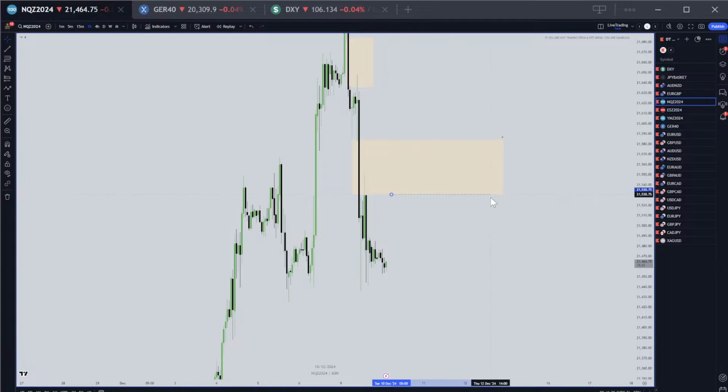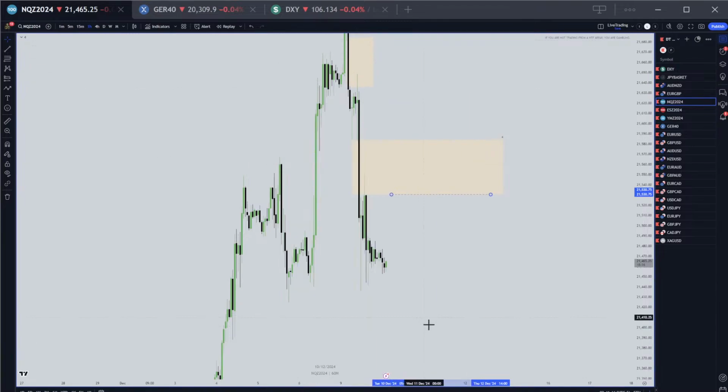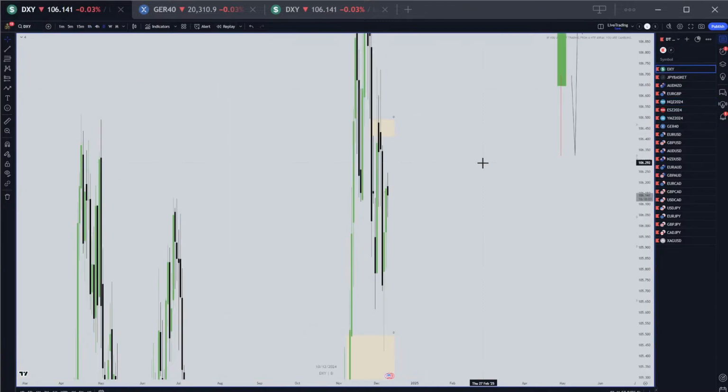Draw a line and set alerts. I already went over EU. I'm neutral on the USD crosses for the session, so I'm not going to look at them too much. That has to do with the higher time frame DXY.